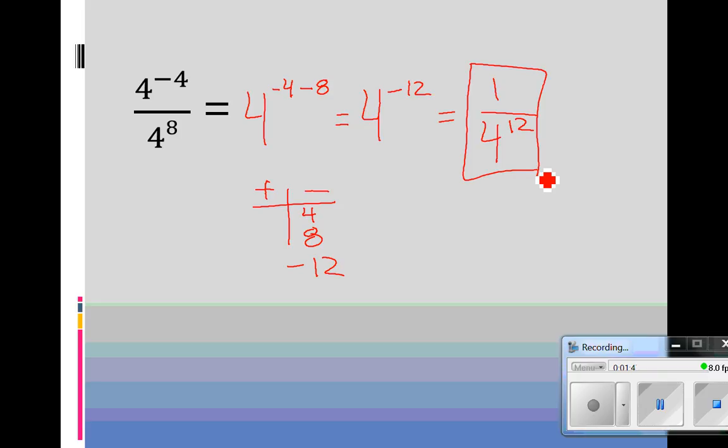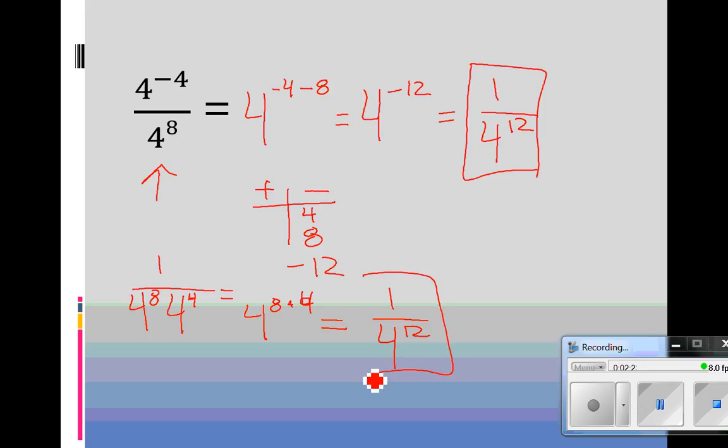There are other ways that you could solve this. You could also have looked at the fact that there's a negative in the beginning problem, and you could have moved 4 to the negative 4th downstairs, leaving 4 to the 8th downstairs, and bringing the 4 to the negative 4th downstairs to make that 4 positive. Then you would use the product with like bases rule, and that would be 4 to the 8 plus 4. That would be a 4. And then 8 plus 4 obviously is 12, and you still are in the denominator, getting the same answer different ways.